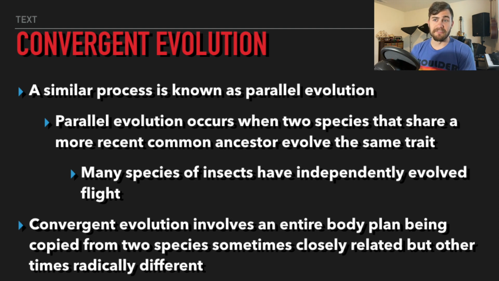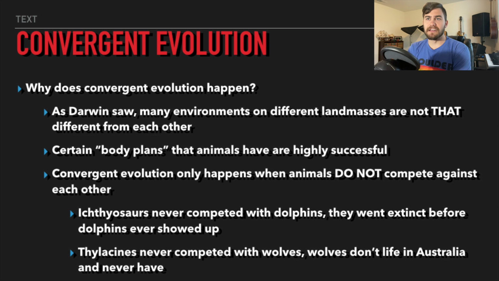Convergent evolution is different because it's more extreme. It involves an entire body plan. So it's not just one single trait, it's many, many, many traits being kind of copied. And especially it'll evolve completely different kinds of animals. A little bit more on why convergent evolution occurs. As Darwin saw, many different environments on different land masses are not that different from each other, actually. And certain body plans that animals have are highly successful.